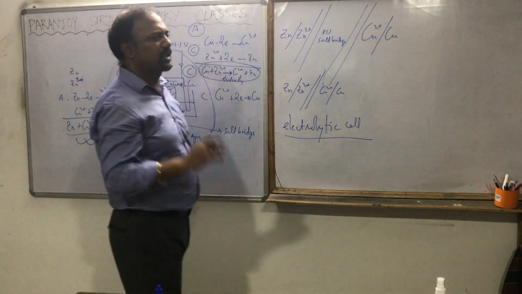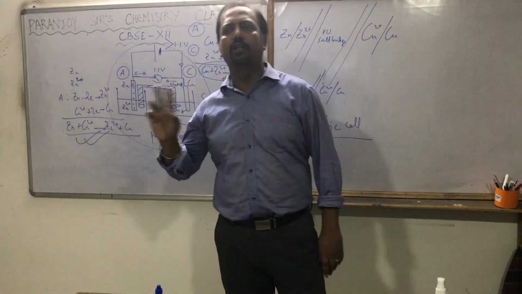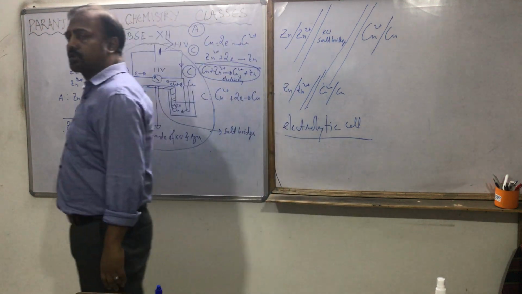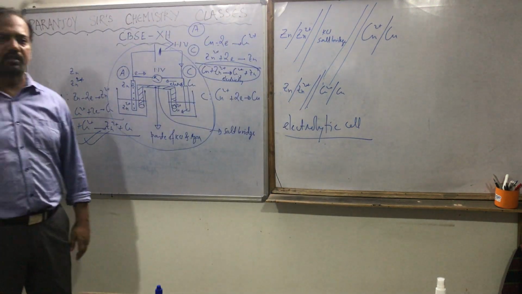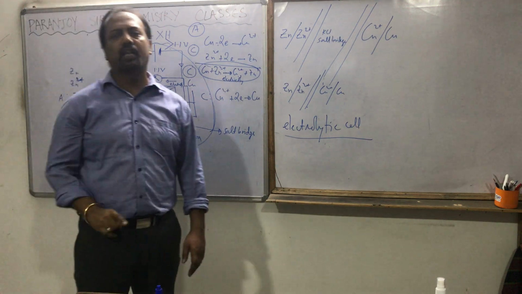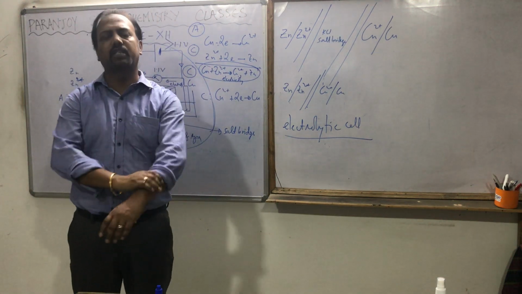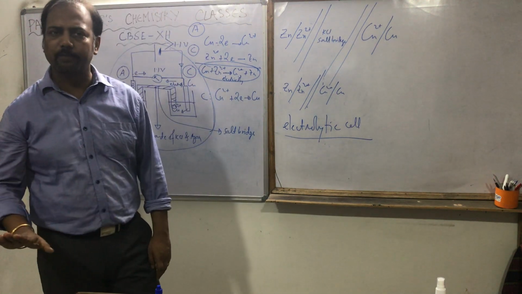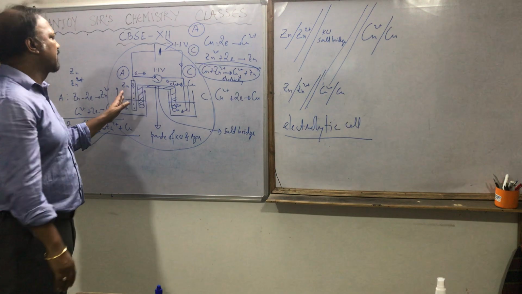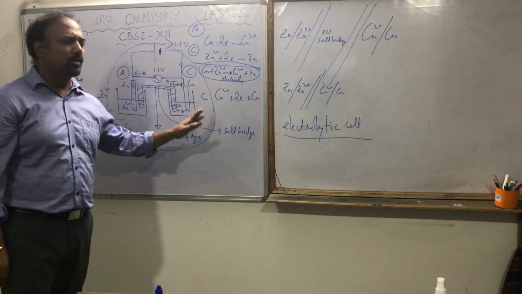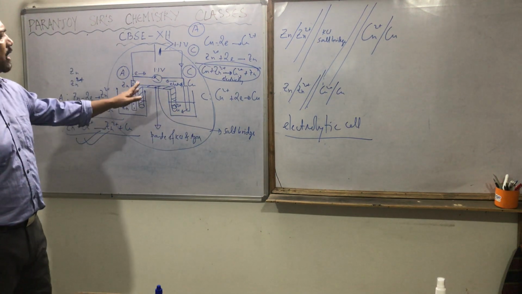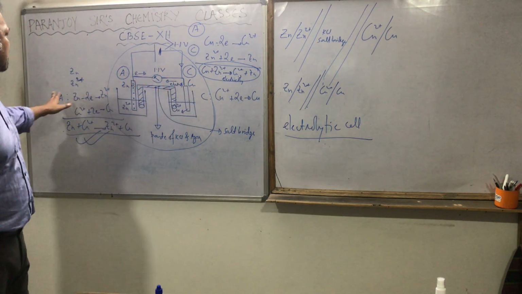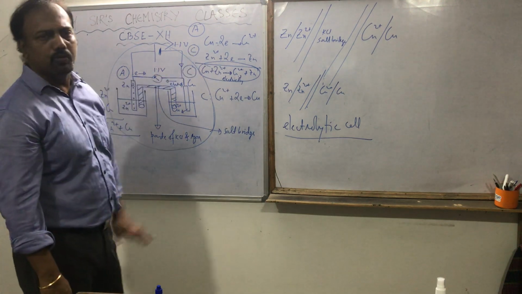I'll recap it. What is a cell? A cell is a combination of two electrodes, anode and cathode. Now if I ask you what is anode, no second answer: the electrode of the cell where the oxidation takes place. What is cathode? The electrode of the cell where the reduction takes place. Finished. The first example we have taken is the cell between zinc and copper, where zinc is acting as anode and copper is acting as cathode. So what reactions are taking place at anode and cathode, we know.